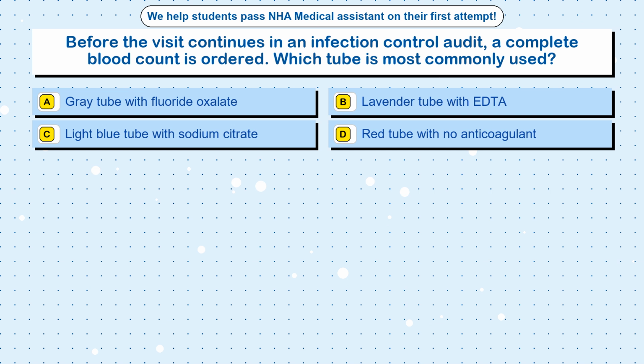Question 40. Before the visit continues in an infection control audit, a complete blood count is ordered. Which tube is most commonly used? Option A, gray tube with fluoride oxalate. Option B, lavender tube with EDTA. Option C, light blue tube with sodium citrate. Option D, a red tube with no anticoagulant.